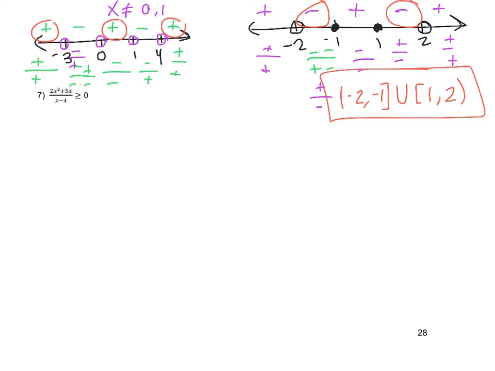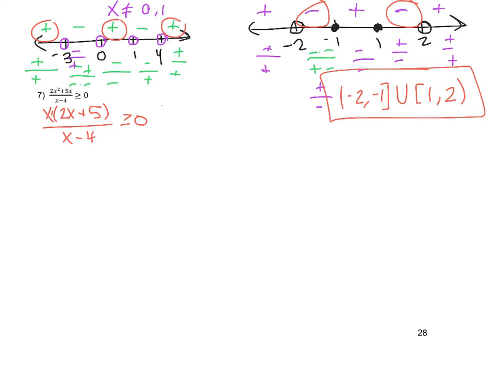the answer. So this problem, to find the solution for when this rational expression is greater than or equal to 0. Again, I'm going to start by factoring. So my numerator factors just by taking the x out. So that would be x times 2x plus 5 over x minus 4, and we're checking to see when that's greater than or equal to 0. The denominator does not need factored.